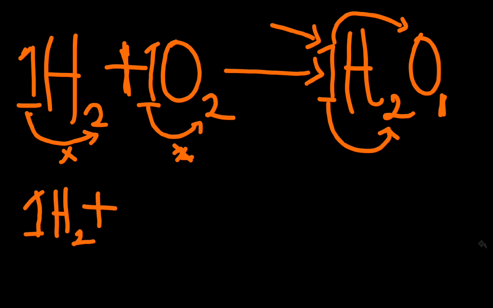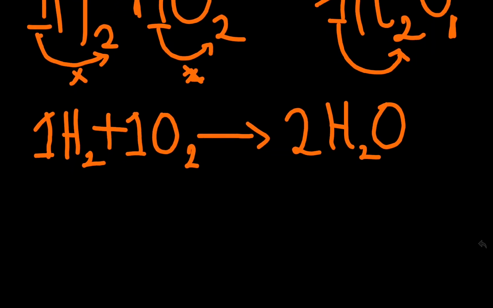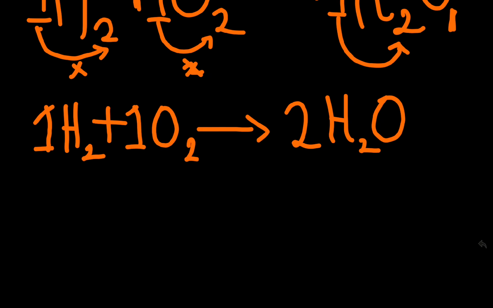So it becomes 1H2 plus 1O2 gives 2H2O. Now we'll try out something. Let's check if our equation is balanced. 1 times 2 is actually 2. 2 times 2 is 4. So the hydrogen now is not balanced.